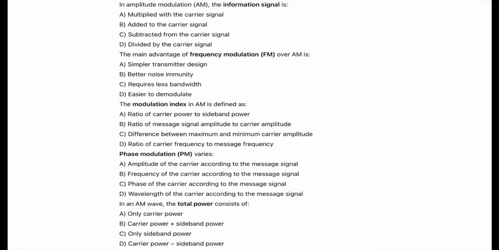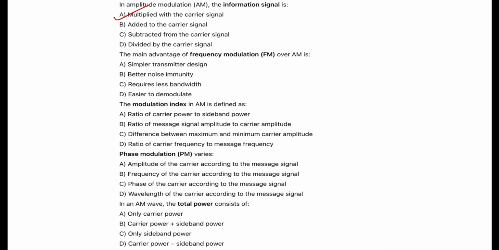In amplitude modulation, the information signal is: option A, multiplied with the carrier; option B, added to the carrier; option C, subtracted from the carrier; option D, divided by the carrier. We know that in AM modulation, the information signal is multiplied with the carrier signal.